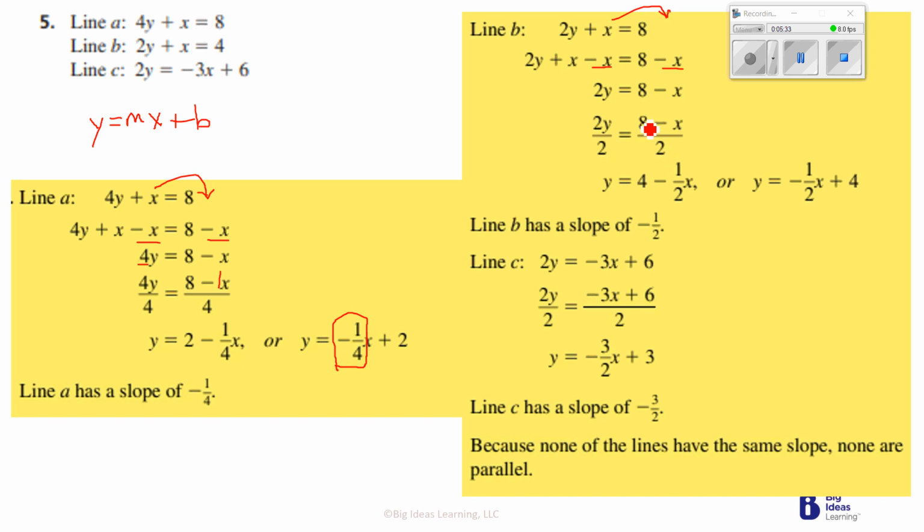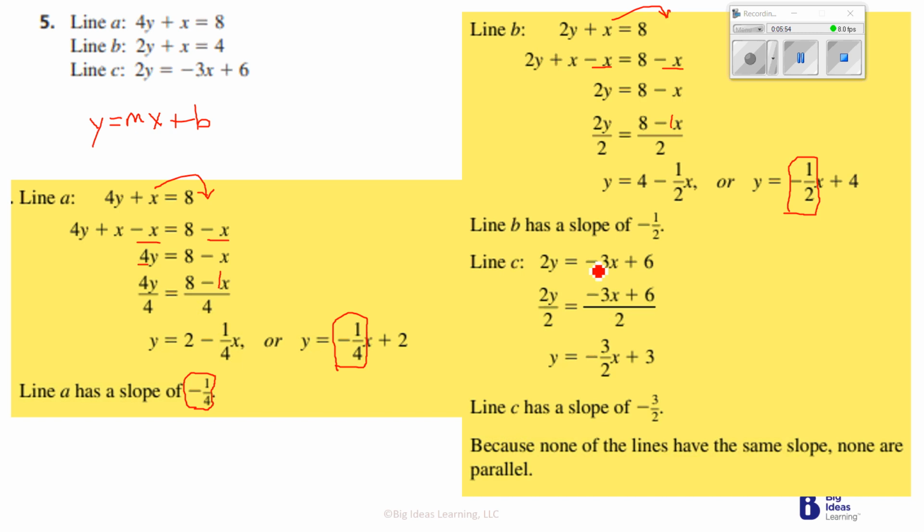And now I have 8 divided by 2 is 4. And negative, remember there's going to be a 1 here, so that'll be a negative 1/2 x. And then we can move it around. And again, we have negative 1/2 for my slope. Now remember, this was negative 1/4, excuse me. I thought almost it was negative 1/2.